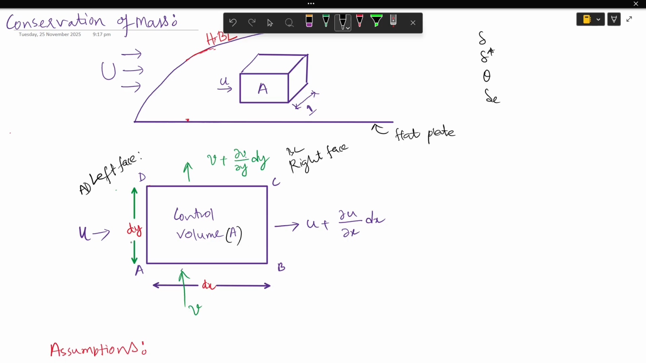So what will be the value of the velocity at BC? That is u plus ∂u/∂x dx. This is the way you write it. How can we write it? See, this u has gone through this control volume. It went from the AD face to the BC face by traveling this distance dx, AB. After reaching here, it was u plus some change, right? This is how you remember it.